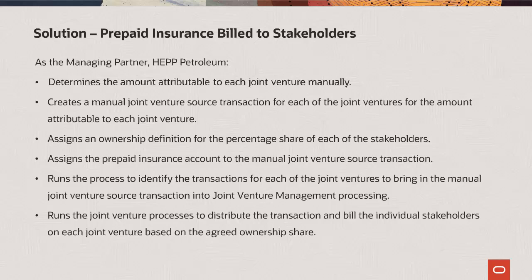As the managing partner, HEPP Petroleum determines the amount attributable to each joint venture manually, creates a manual joint venture source transaction for each of the joint ventures for the amount attributable to each joint venture, assigns an ownership definition for the percentage share of each of the stakeholders, assigns the prepaid insurance account to the manual joint venture source transaction, runs the process to identify the transactions for each of the joint ventures to bring in the manual joint venture source transaction into joint venture management processing, runs the joint venture processes to distribute the transaction and bill the individual stakeholders on each joint venture based on the agreed ownership share.